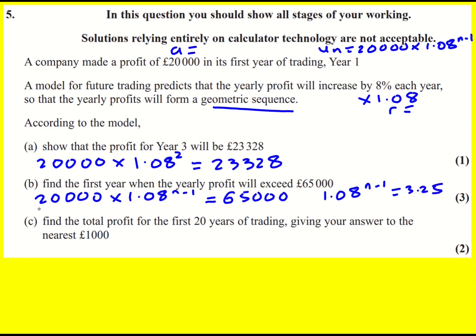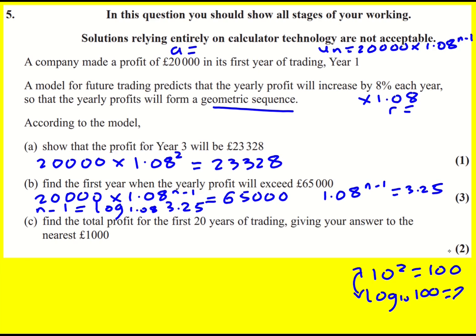And now take logs. n minus 1 is going to be log to base 1.08 of 3.25. Nothing wrong with taking that base. I've just used the way to go from exponentials to logarithms. For example, if we had 10 squared equals 100, that means that log to base 10 of 100 is equal to 2. You can just swap between the two because it's the base to the power of this number equals 100.